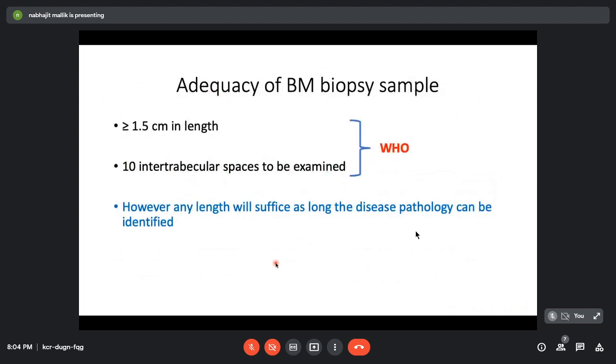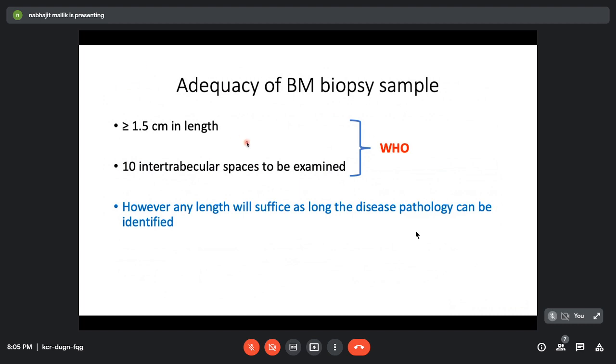Now, is there any adequacy criteria? Well, WHO defines an adequacy criteria and says that the bone marrow biopsy should be 1.5 centimeters in length and should have at least 10 intertrabecular spaces to be examined to give a proper interpretation. However, is that necessary? Well, if you have a length of less than 1.5 centimeters and you have a lesser number of intertrabecular spaces, that will suffice as long as the disease pathology can be identified.